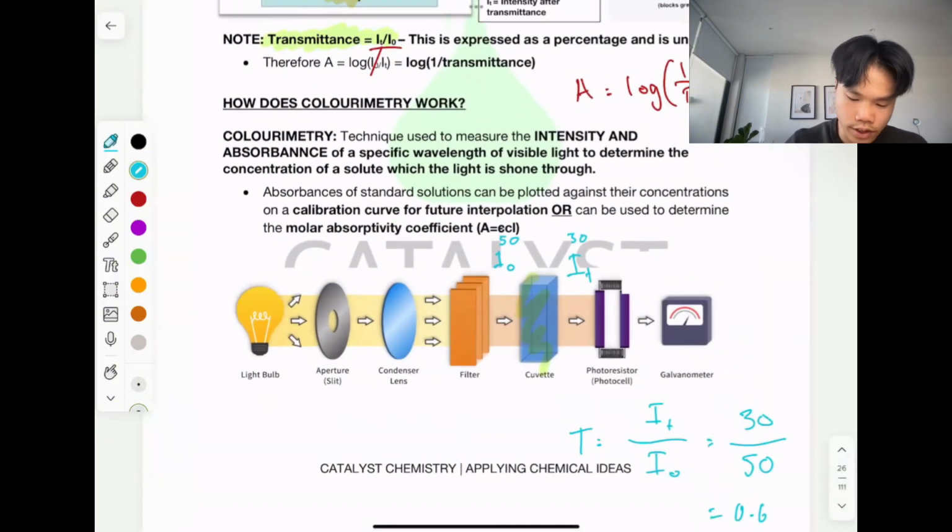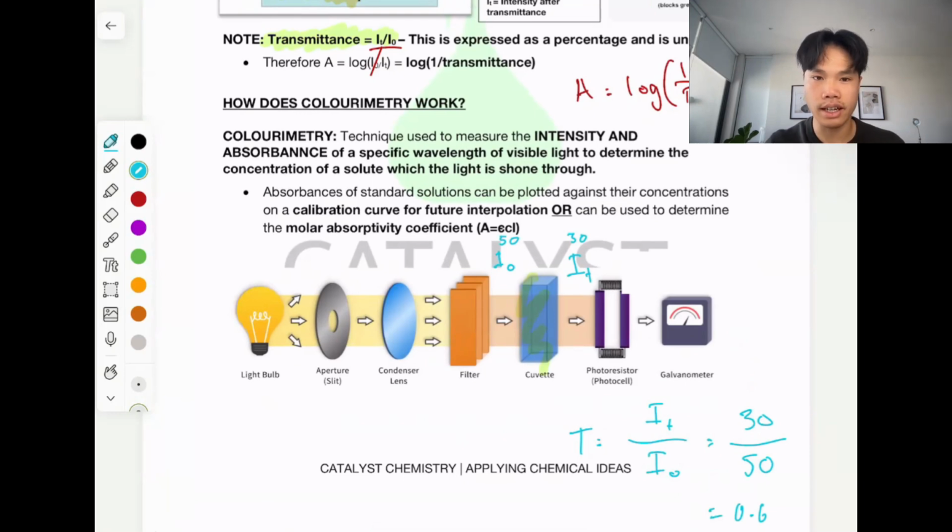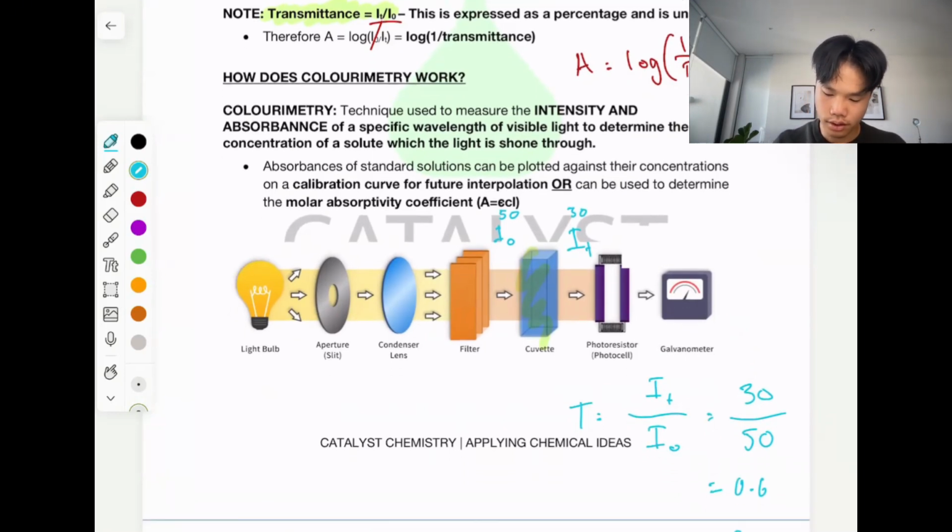Colorimetry as a method, therefore, you're making use of this complementary color absorbance and you're measuring how much light is going to pass through. You can either do this by constructing a calibration curve or by using Beer-Lambert law if you have the molar absorptivity constant for that substance already.